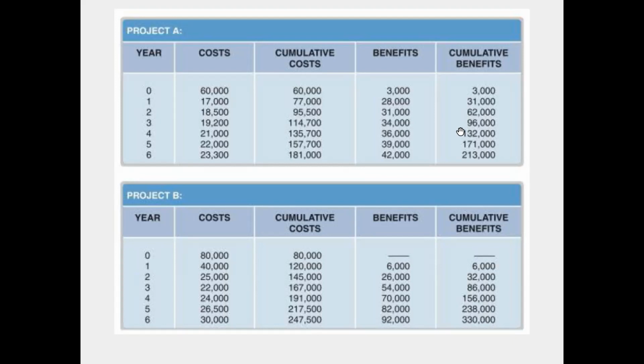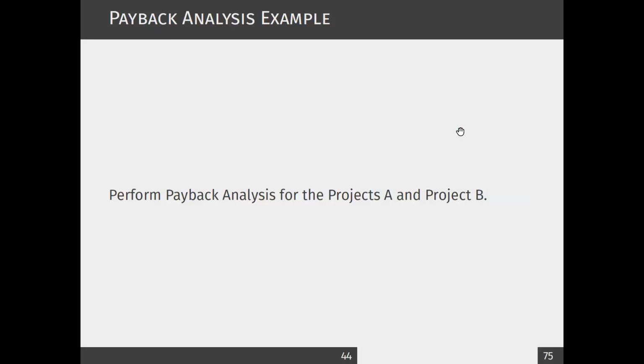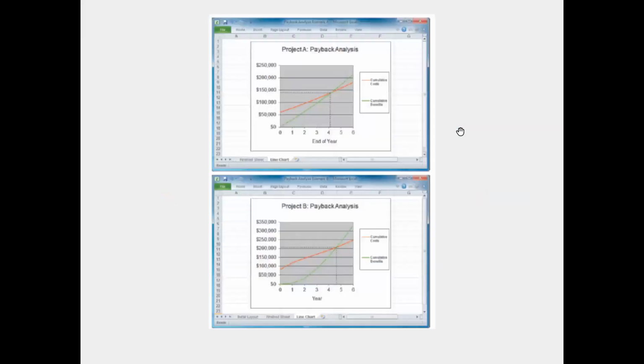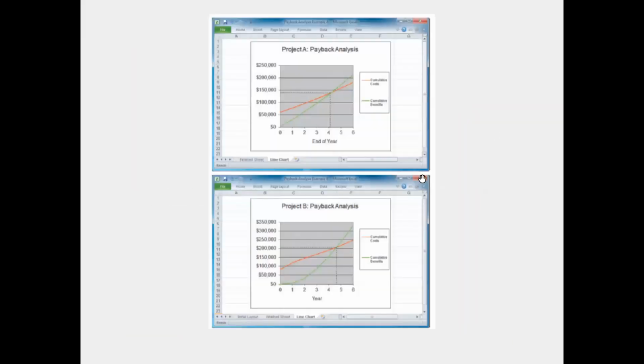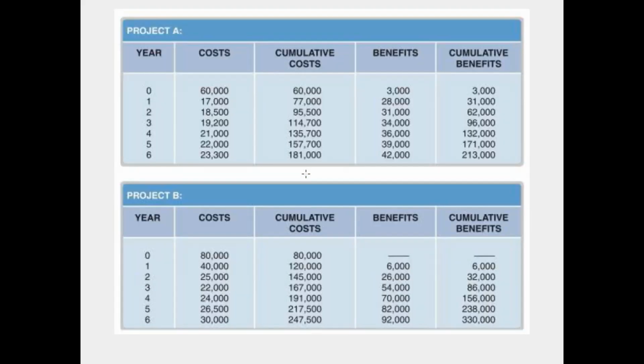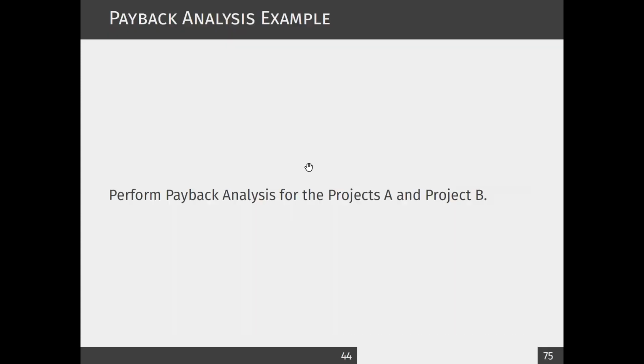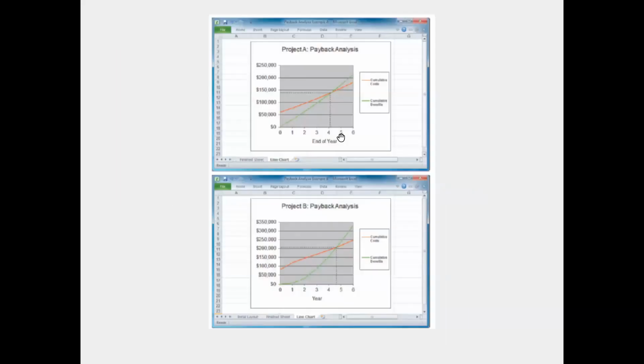Right. So now let's see how we can identify this. So how do you do that? What we could do is plot these, right? And then once you plot this, you can identify an intersection of this. And that intersection talks about the payback analysis for project A and project B.